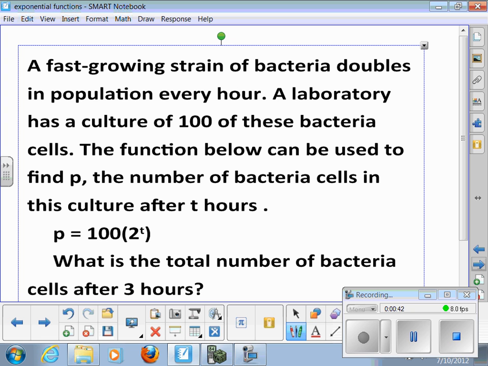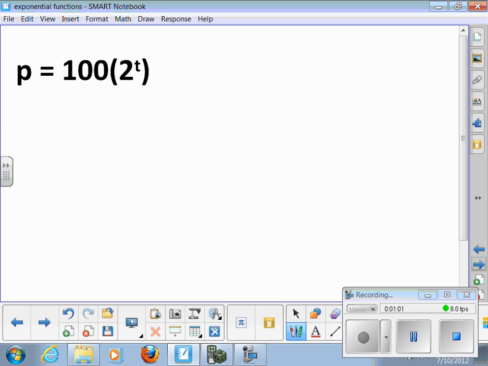So if they wanted to know what is the total number of bacteria after 3 hours, we can use that exponential equation. The T is in the exponent, 2 raised to the T power. So we would write P equals 100 times 2 raised to the 3rd power.